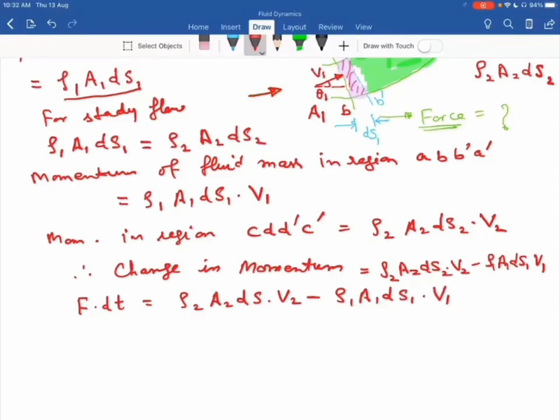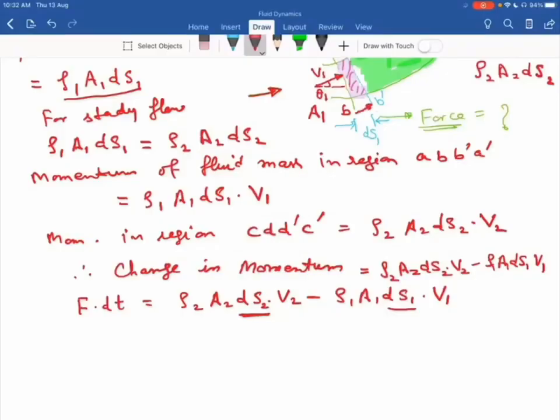Now what is ds? This is ds2. Now what is ds2? ds2 क्या है या ds1 क्या है? The distance. ds1 is the distance moved by AB with velocity v1 in time dt. ठीक है, in time dt. So distance को आप लिख सकते हो velocity into time. You can write distance as velocity into time. So I write it as rho 2 A2, this distance is velocity into time into V2 minus rho 1 A1, again, velocity into time into V1.